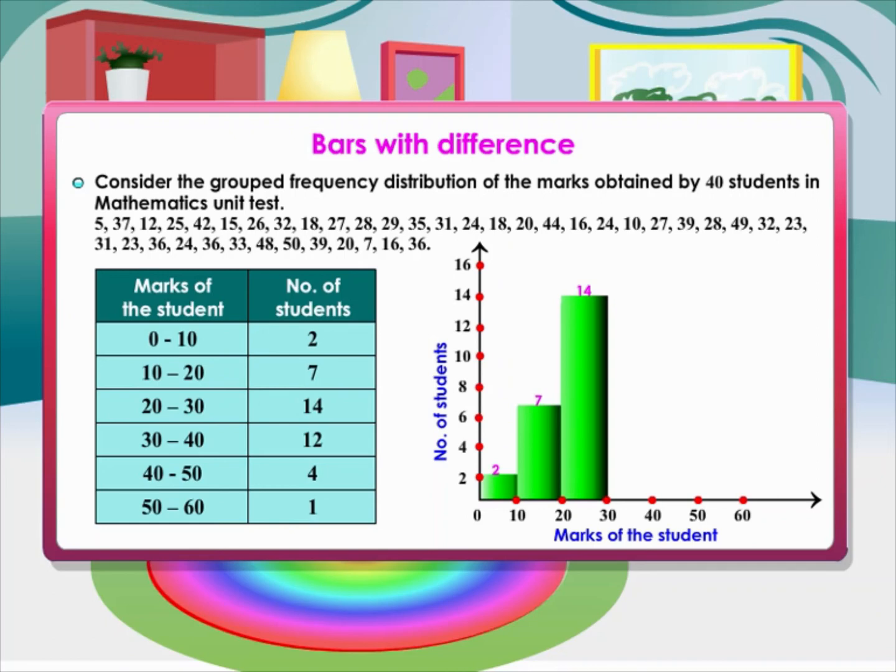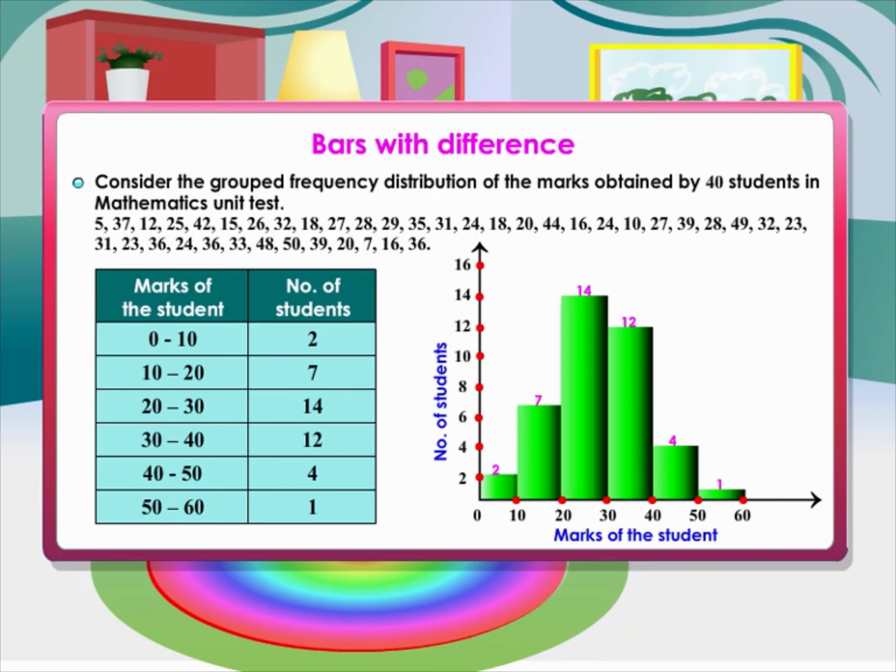For the class interval 30 to 40, the frequency is 12. The bar grows up to 12. For the class interval 40 to 50, the frequency is 4. The bar grows up to 4. The last class interval is 50 to 60. The frequency is 1. The bar grows up to 1.